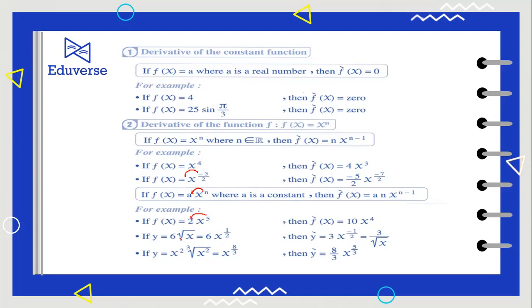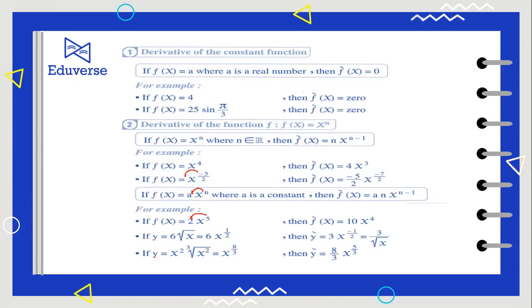If the function is 6 root x, I can write the root as a power of half. Then I have 6x power half. Half multiplied by 6 will be 3, and then subtract 1 from the power, half minus 1, it will be -half. And I can write it as a root a second time.